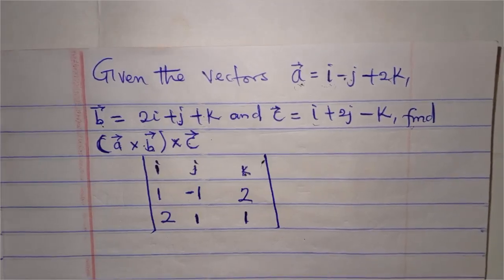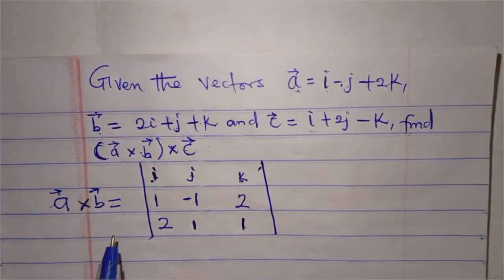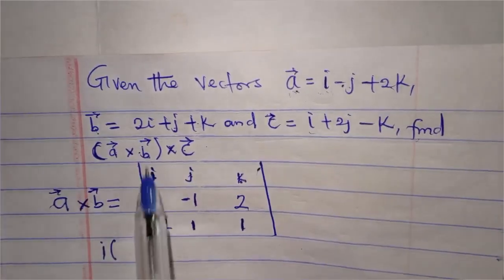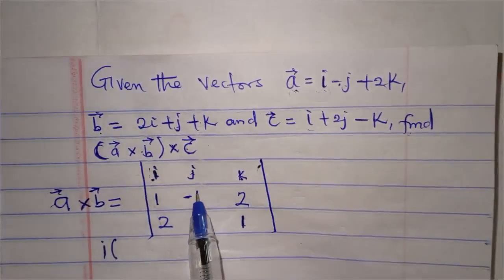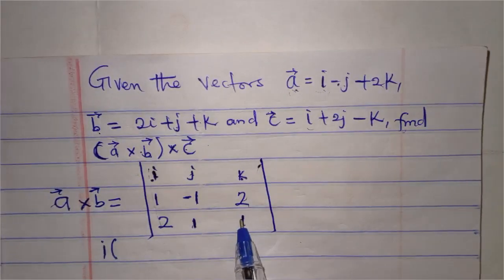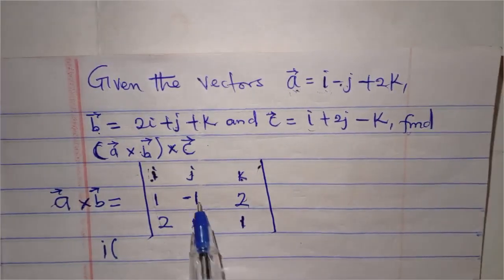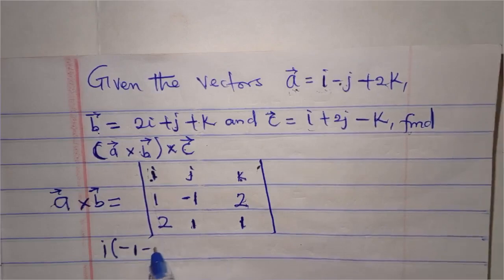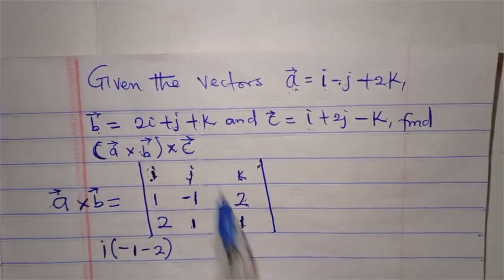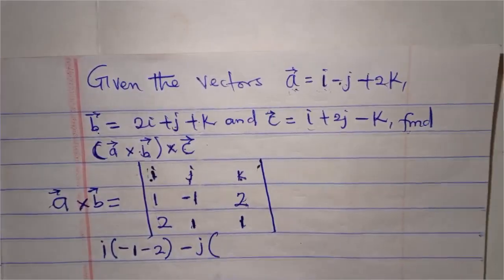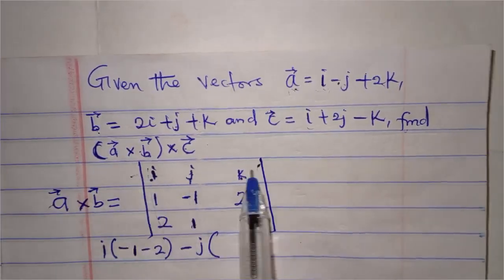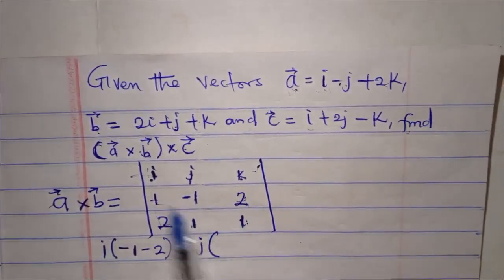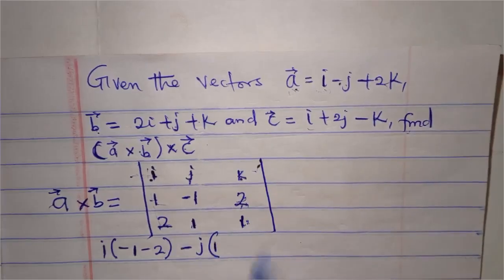Evaluating the determinant of the 3 by 3 matrix, i has a plus sign. So we have plus i, open a bracket. Eliminate this column of i and this row of i, we have minus 1, 2, 1, 1. We evaluate the determinant of that 2 by 2 matrix. Minus 1 times 1 is minus 1, and 1 times 2 is 2, so minus 2. j has a sign of minus. Eliminate this column of j and this row of j, we have 1, 2, 2, 1. 1 times 1 is 1, 2 times 2 is 4.